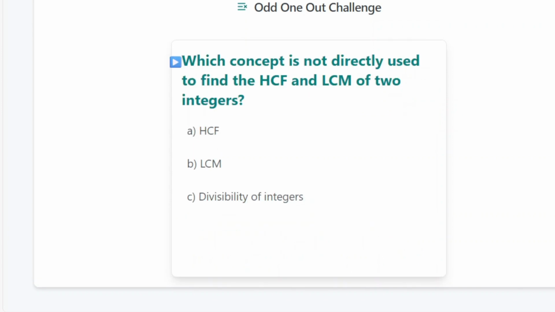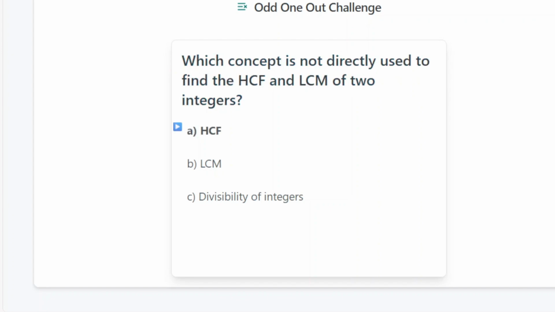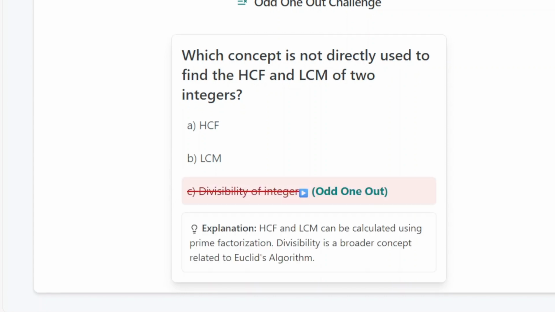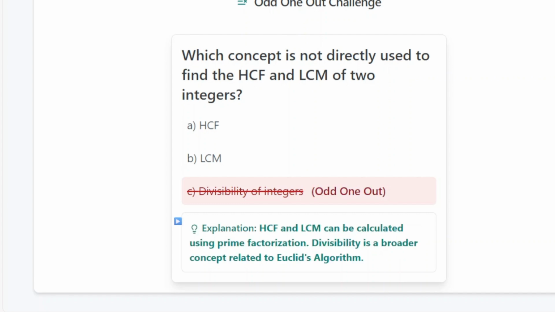Which concept is not directly used to find the HCF and LCM of two integers? HCF. LCM. Divisibility of integers. The odd one out is divisibility of integers. Because HCF and LCM can be calculated using prime factorization. Divisibility is a broader concept related to Euclid's algorithm.